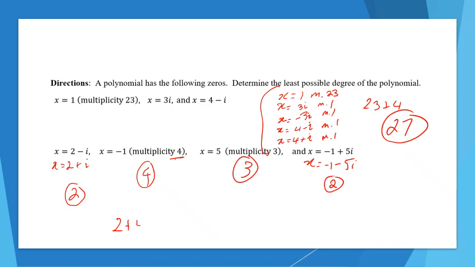So 2 plus 4 plus 3 plus 2 should be 11, should be our answer there.